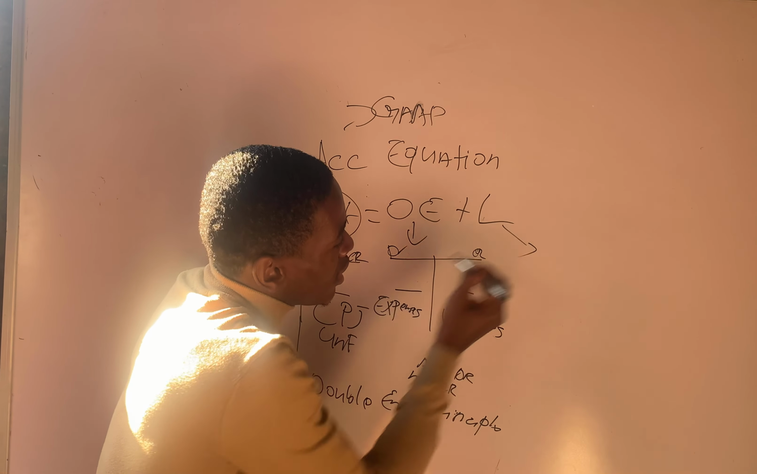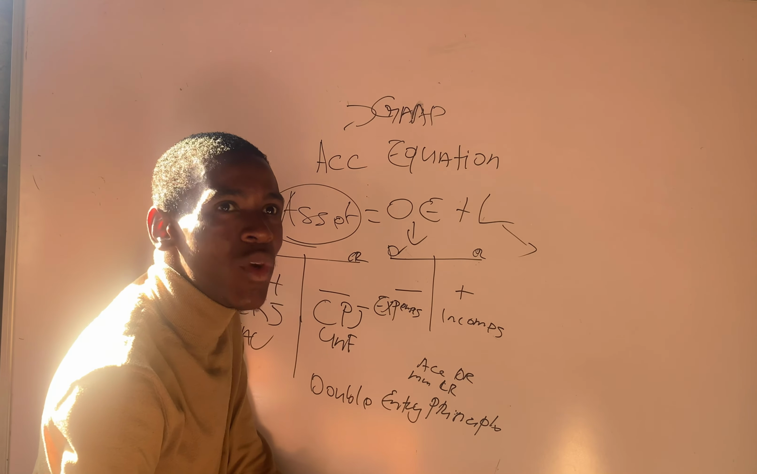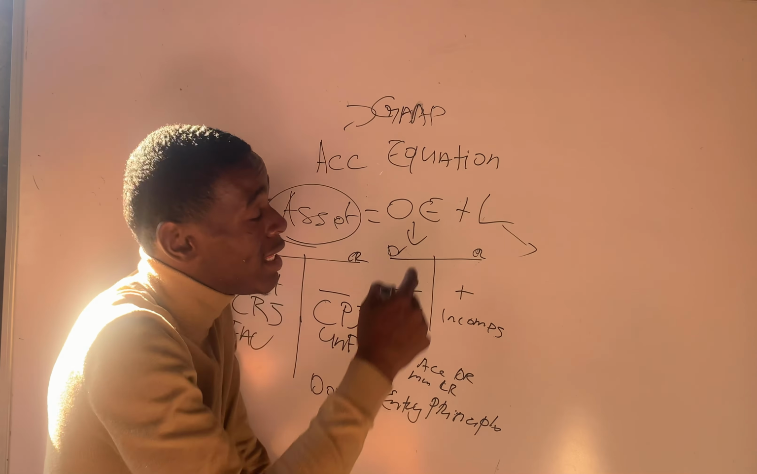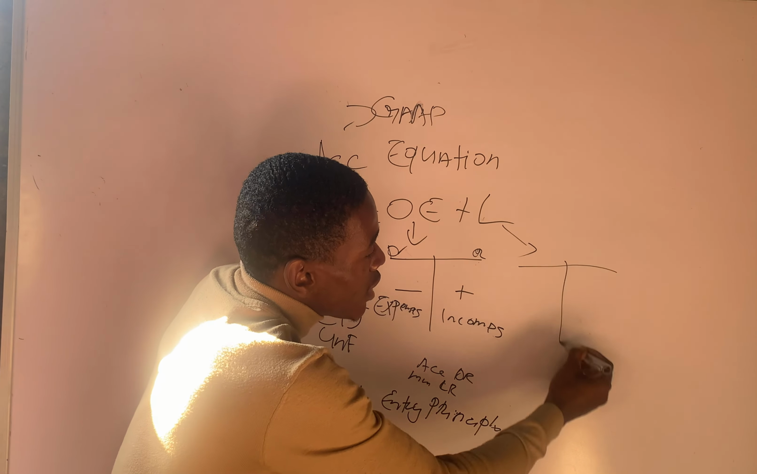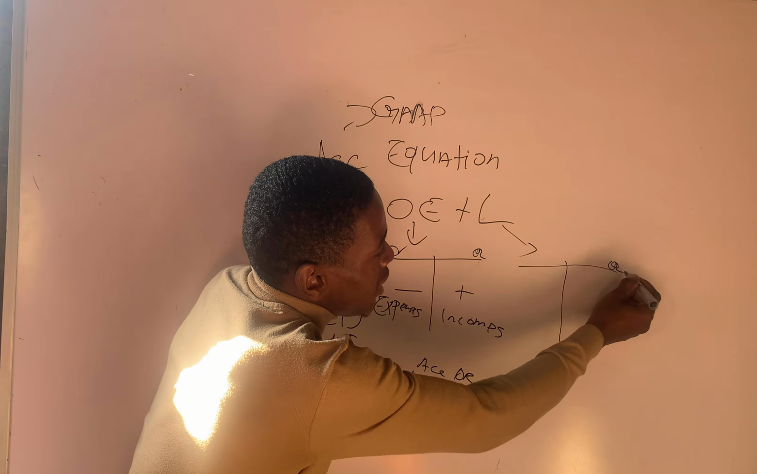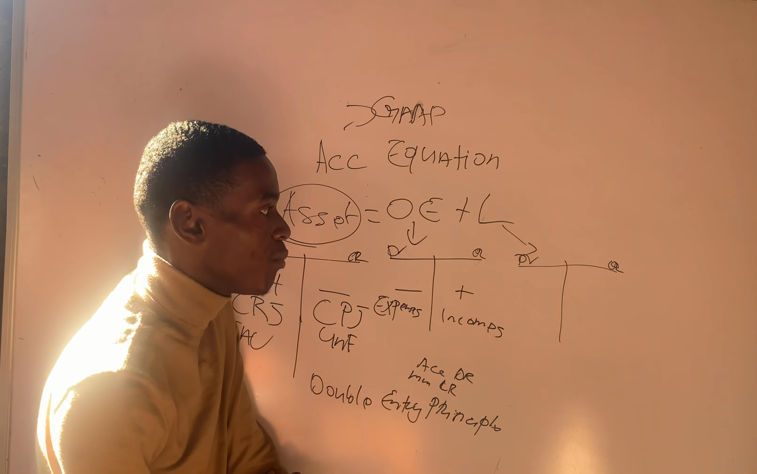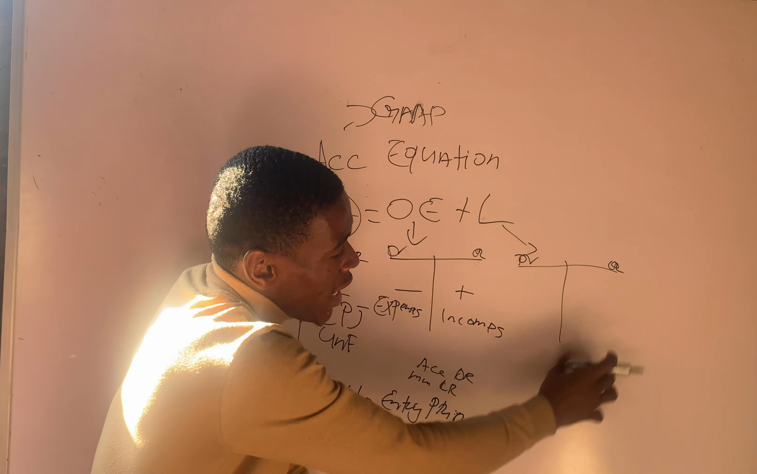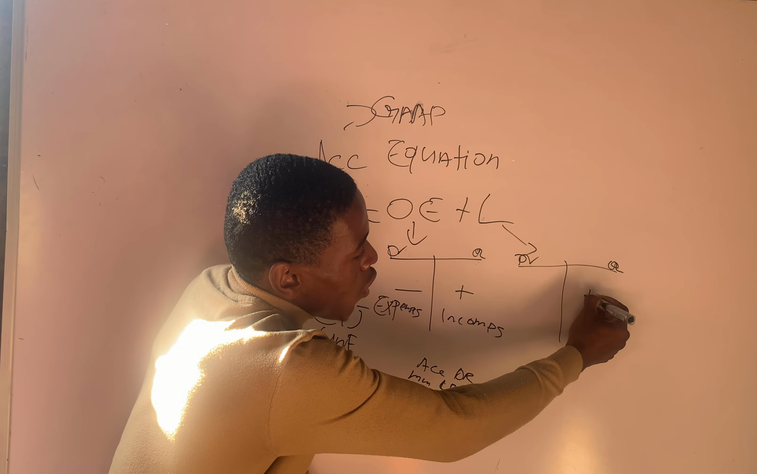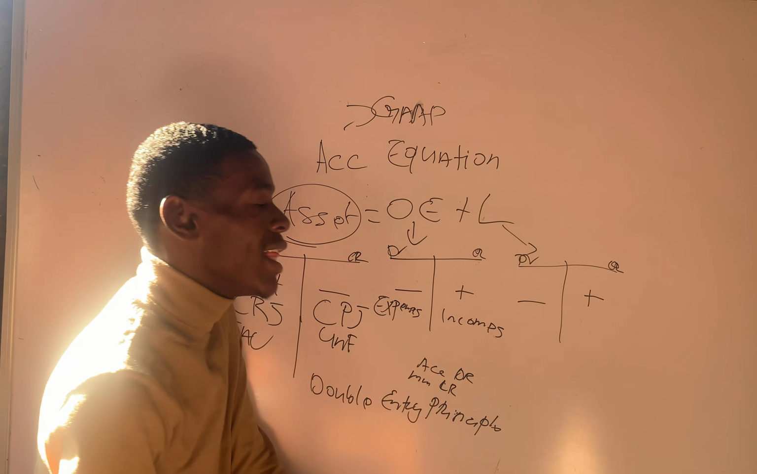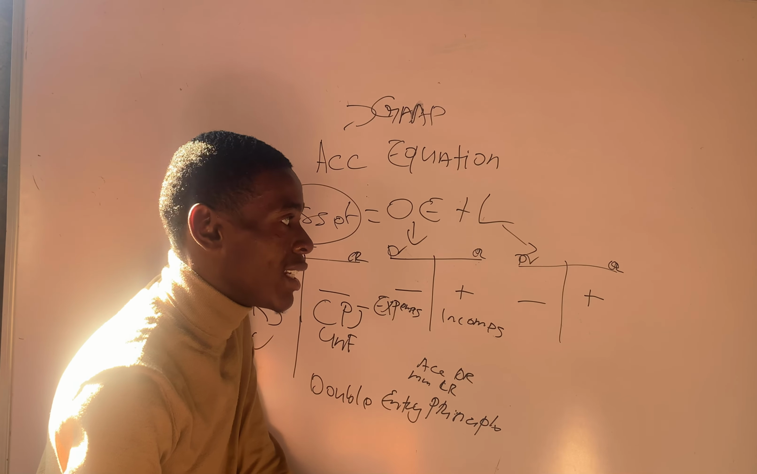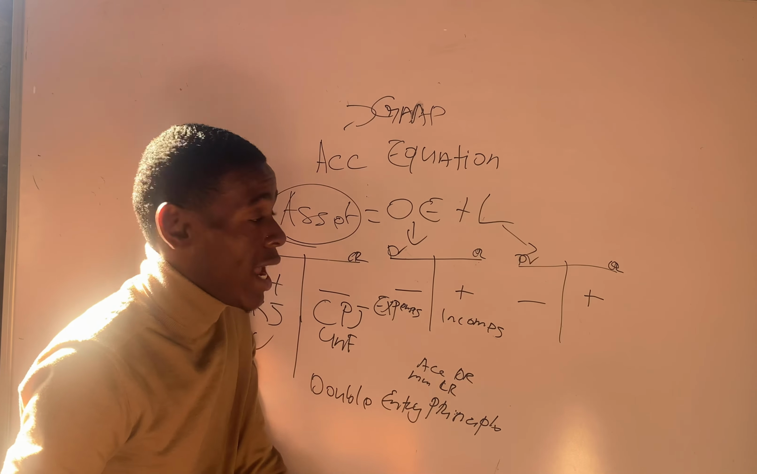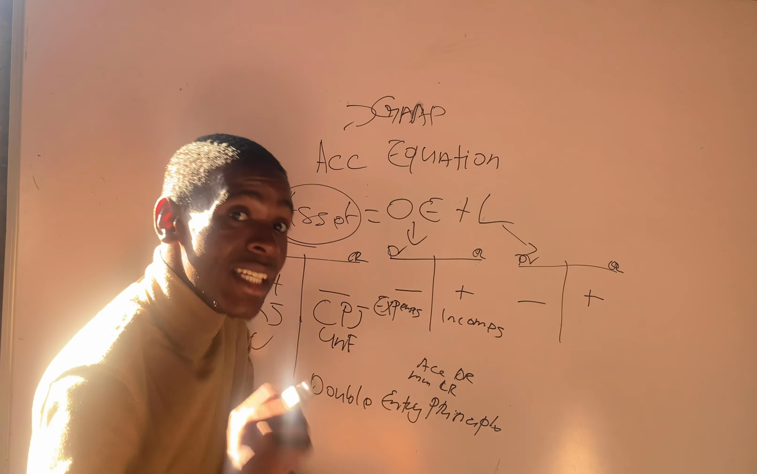Then liabilities. A liability is what we have to pay as the business. In terms of this, we have a credit side here and a debit side there. Our liabilities decrease on the debit side, and on the credit side our liabilities increase.